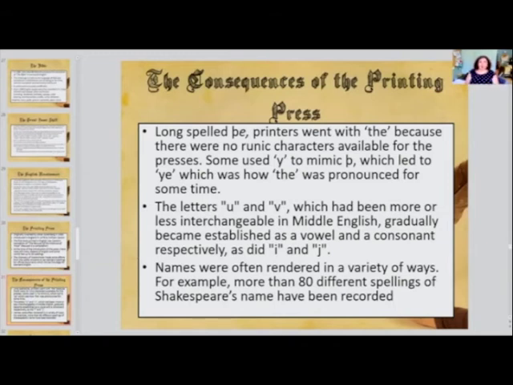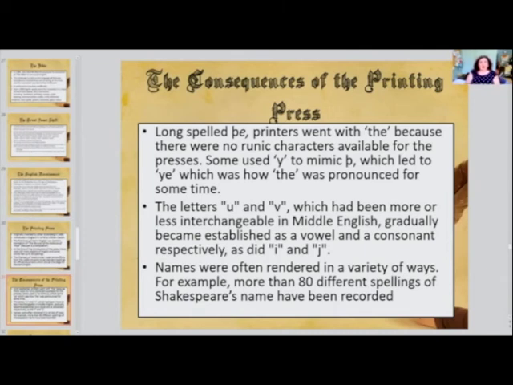So the consequences of the printing press are many and varied across the land, but we're just concerned with the language. So the, for a long time, had been spelled with the thorn rune that we talked about earlier, þ. But printers went with the Y because there was no runic characters available for the presses. Presses were created in other countries who did not use these runes. But some people didn't want to give up the thorn. They liked it. So instead they used a Y, which led to ye, which is why you may see when you go to the Renaissance fair, ye old shoppe, because ye meant the, and it stayed ye for a really long time.